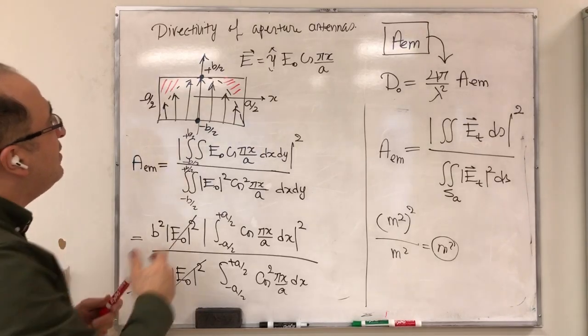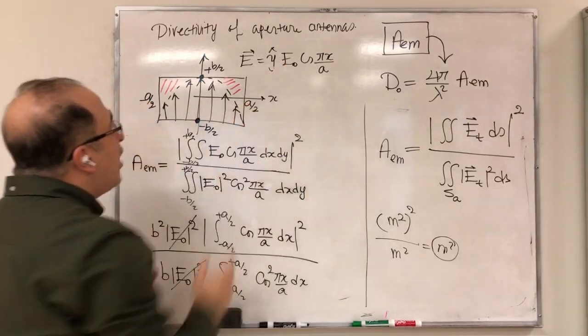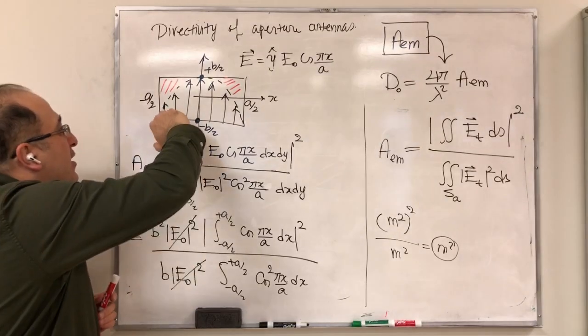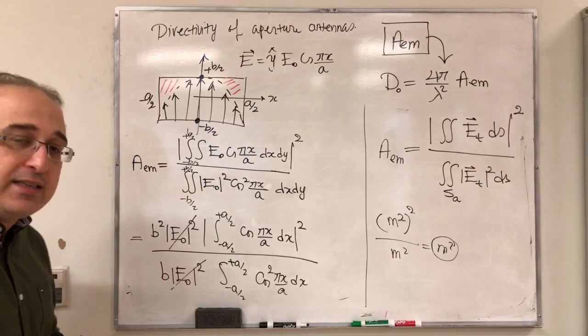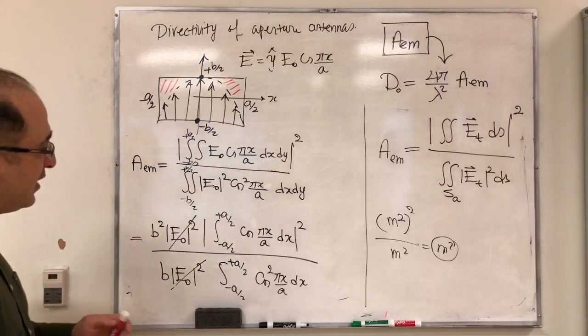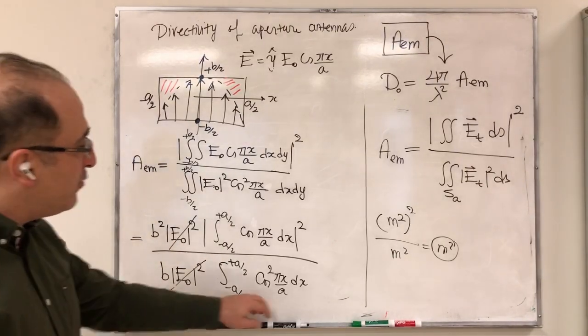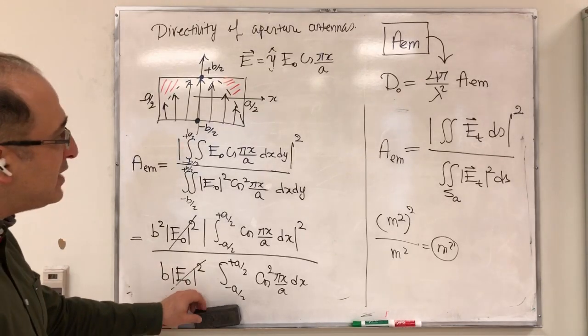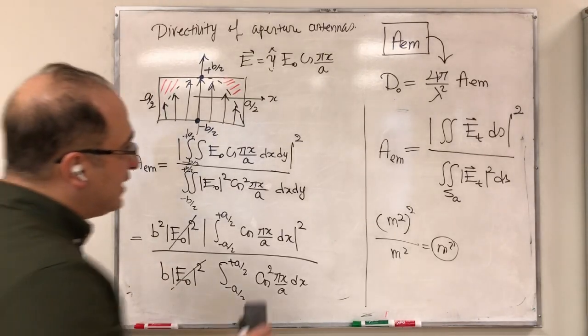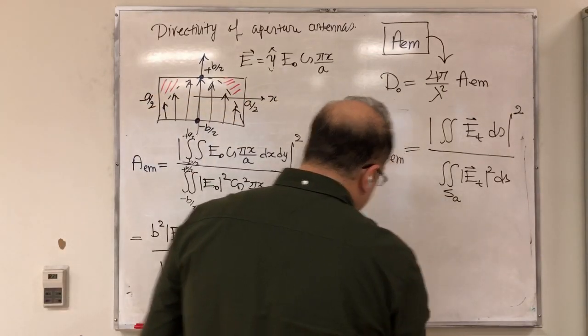But now, that's the reason that this E naught doesn't matter. Is this the geometrical distribution that matters? And you clearly see that E naught has been canceled from numerator and denominator. So now let's continue with this and see if we can find the result.